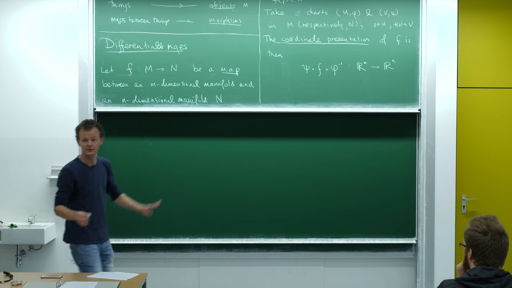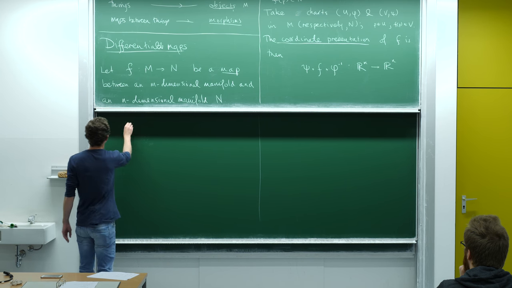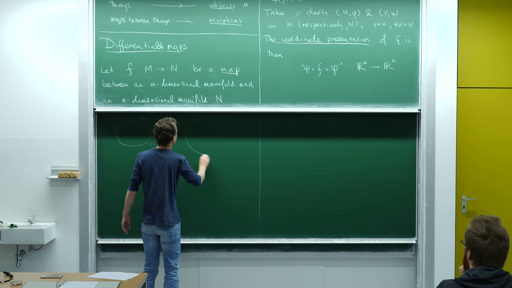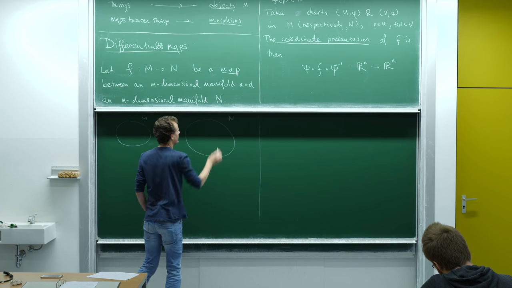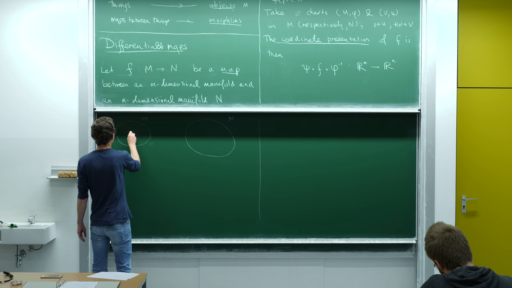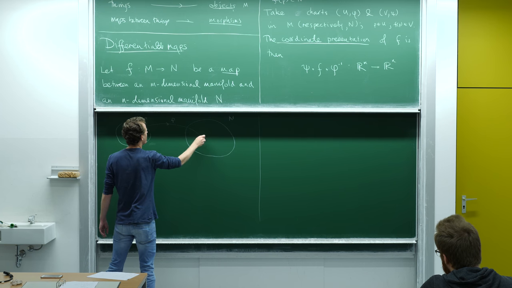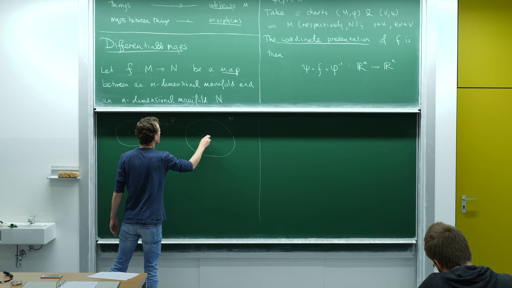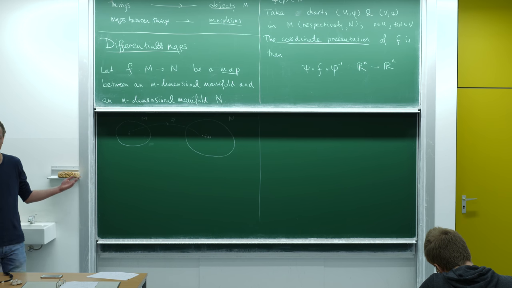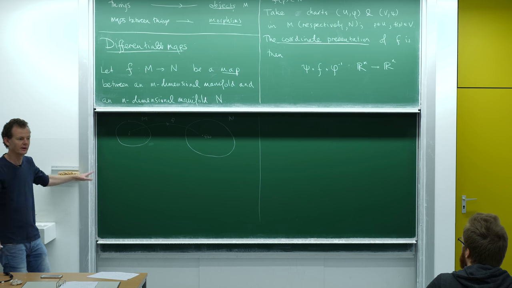Here's the picture that's relevant to this definition. So we have a manifold M, we have a manifold N, it's what we started with, and a map between them. So here's a point P, here's a map between them, F, here's F of P, and then in order to be able to talk about derivatives and differentiability and so on, we have to relate it to Euclidean space in some way where we do know how to talk about derivatives.